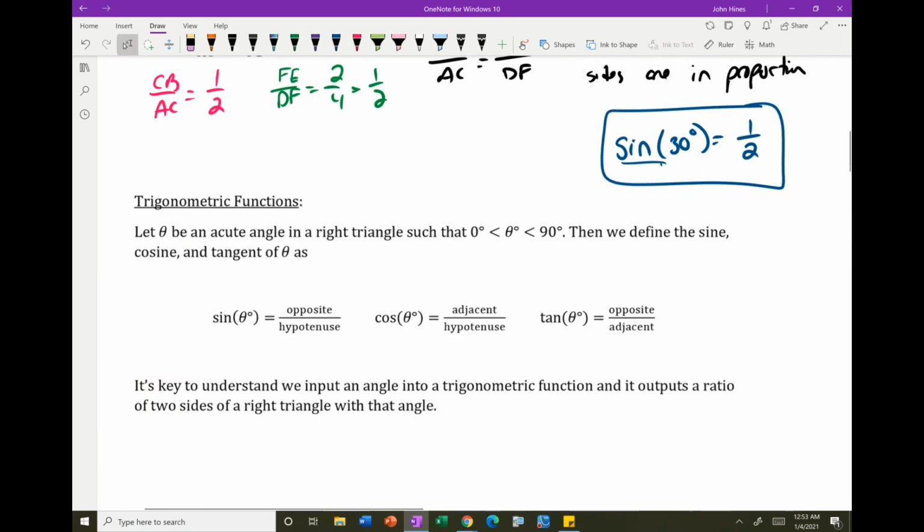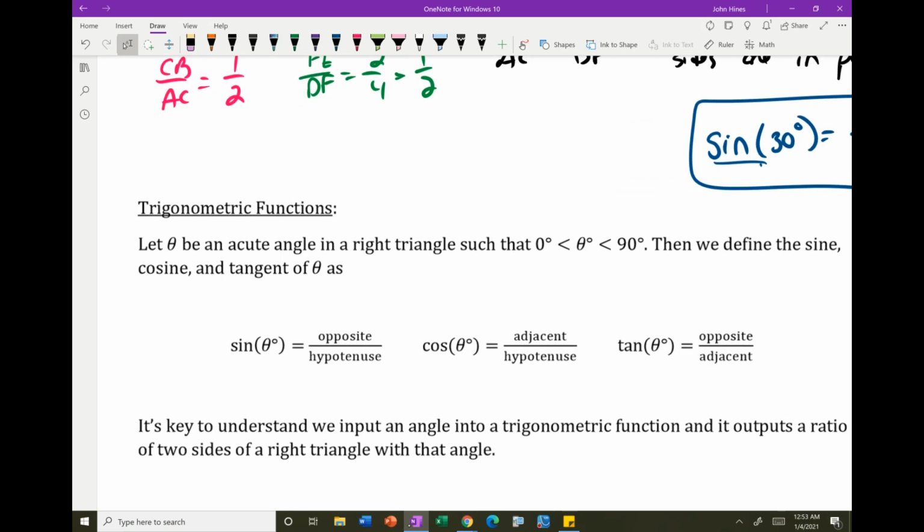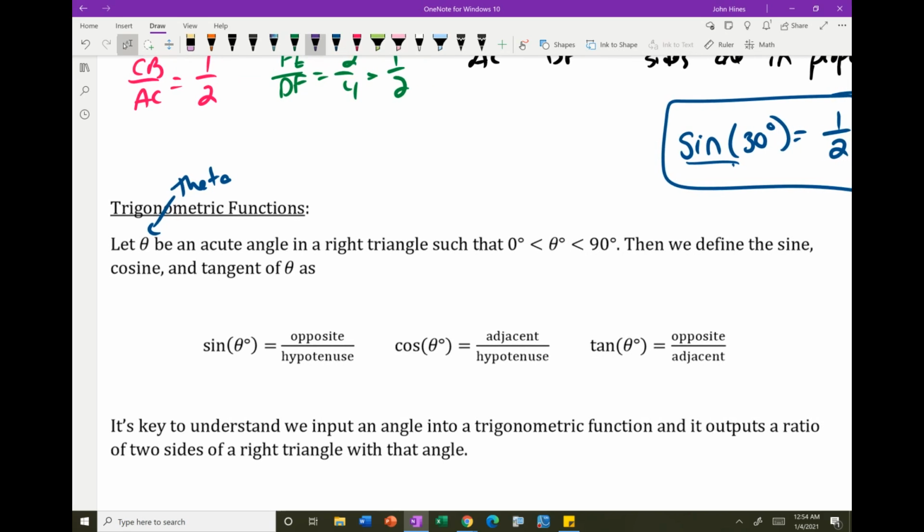So right now we have any angle theta, this is the Greek letter theta, and we're going to be saying that a lot this unit. Let theta be an acute angle in a right triangle. And we have our three trig functions. We have sine, cosine, and tangent, defined as such.